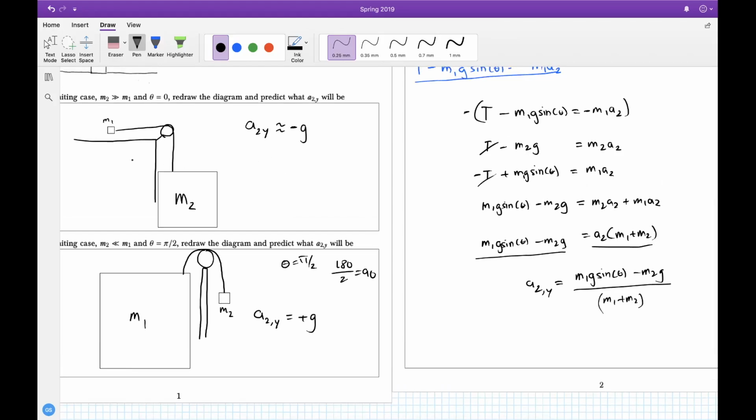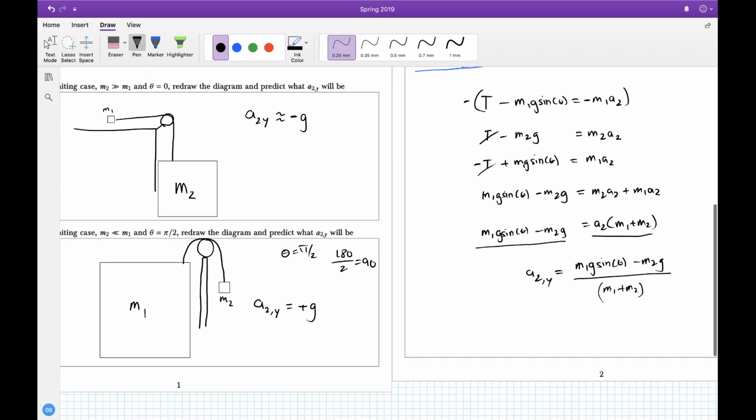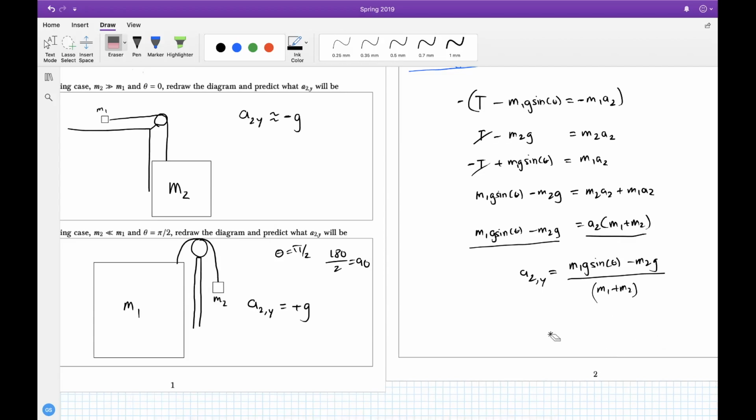Okay, so in the first case, we're assuming m2 is this huge number, and m1 is tiny. So if m1 is tiny, this part of the equation is basically negligible. So is this part. You'd essentially just have approximately negative m2g, because this part would be basically 0, divided by, again, m2, which gives you approximately negative g, because these will cancel out. So that one makes sense. That limiting case makes sense with this equation.